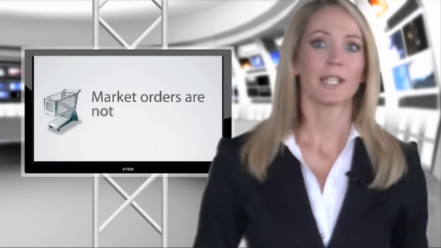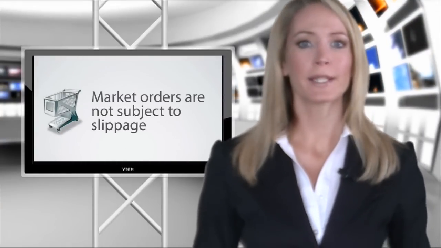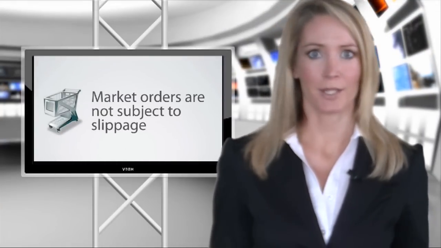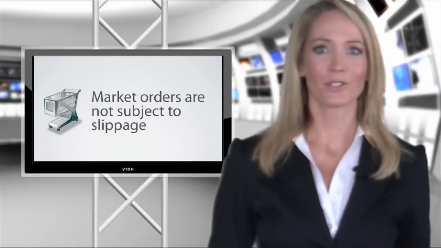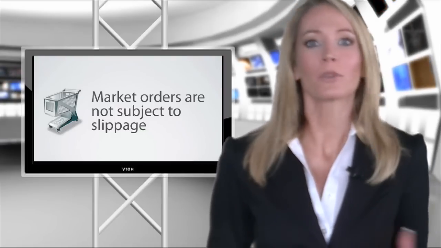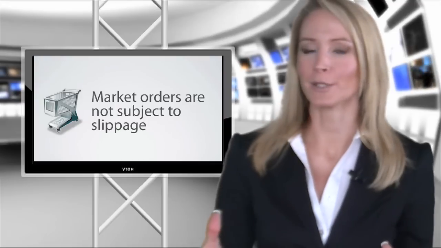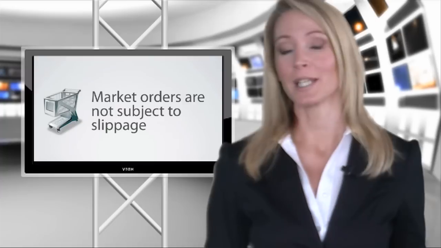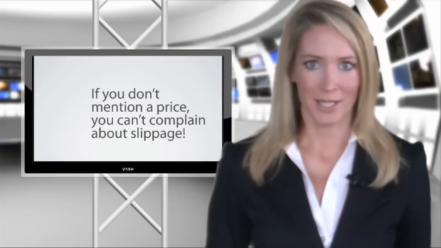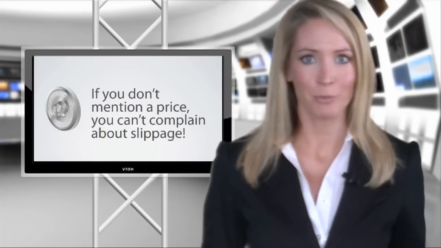A market order is an order to buy or sell a predetermined number of shares at market price. Market orders are not subject to slippage. You are walking onto the floor of the exchange and saying, "I want to buy these lean hogs right now." The guy on the floor charges you some price for your contract and you walk away. If you don't mention a price to him, you can't complain that the price slipped on you.